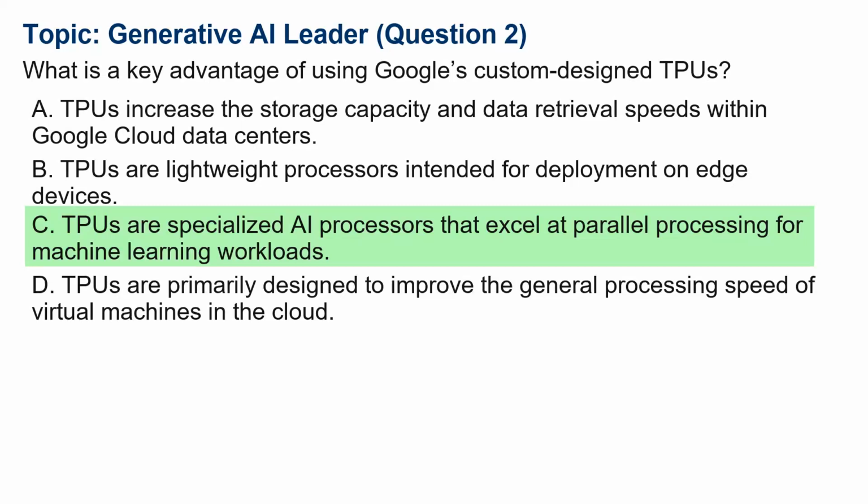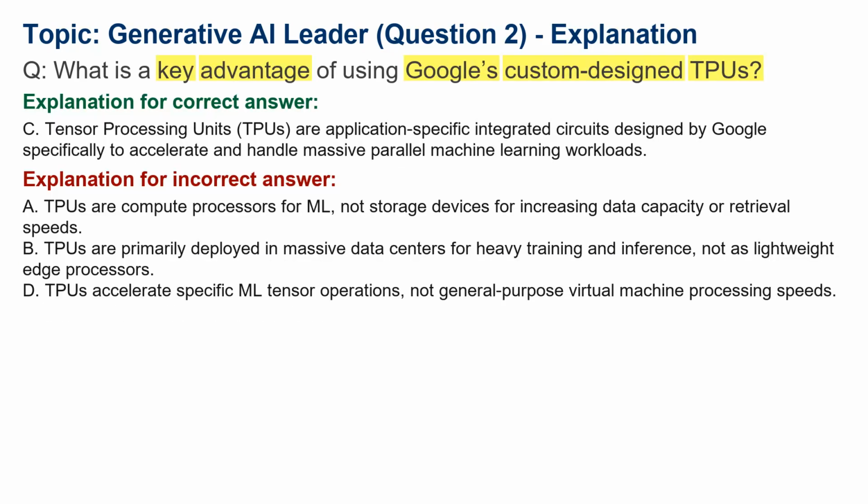The correct answer is C. TPUs are specialized AI processors that excel at parallel processing for machine learning workloads. To arrive at the correct answer, we focus on the keywords: key advantage, Google's custom-designed TPUs. Why is this correct? C. Tensor Processing Units, TPUs, are application-specific integrated circuits designed by Google specifically to accelerate and handle massive parallel machine learning workloads. Why are the others incorrect?